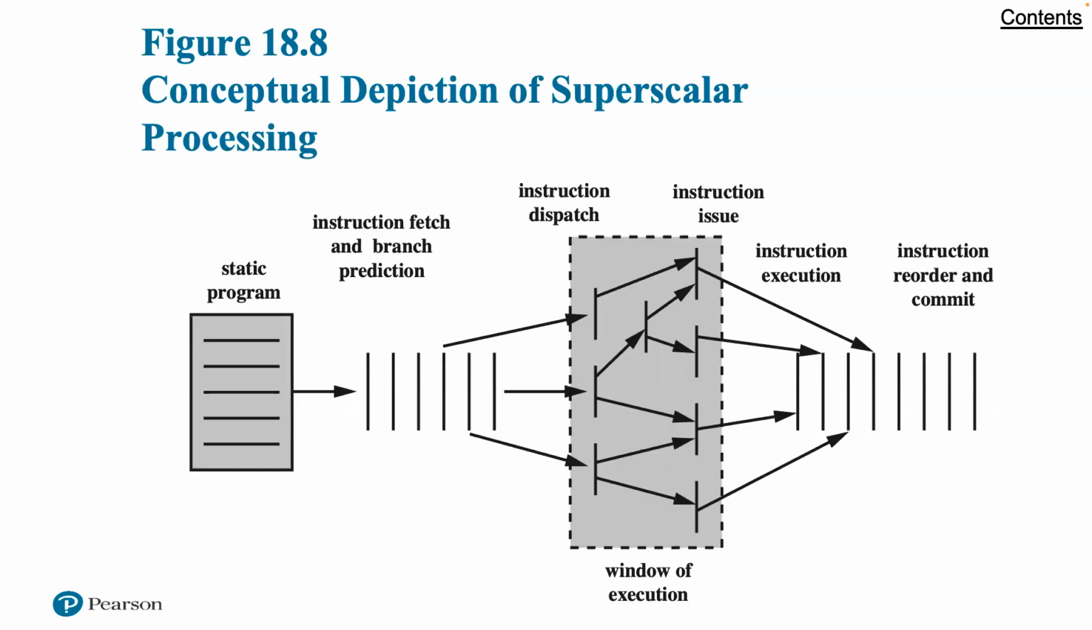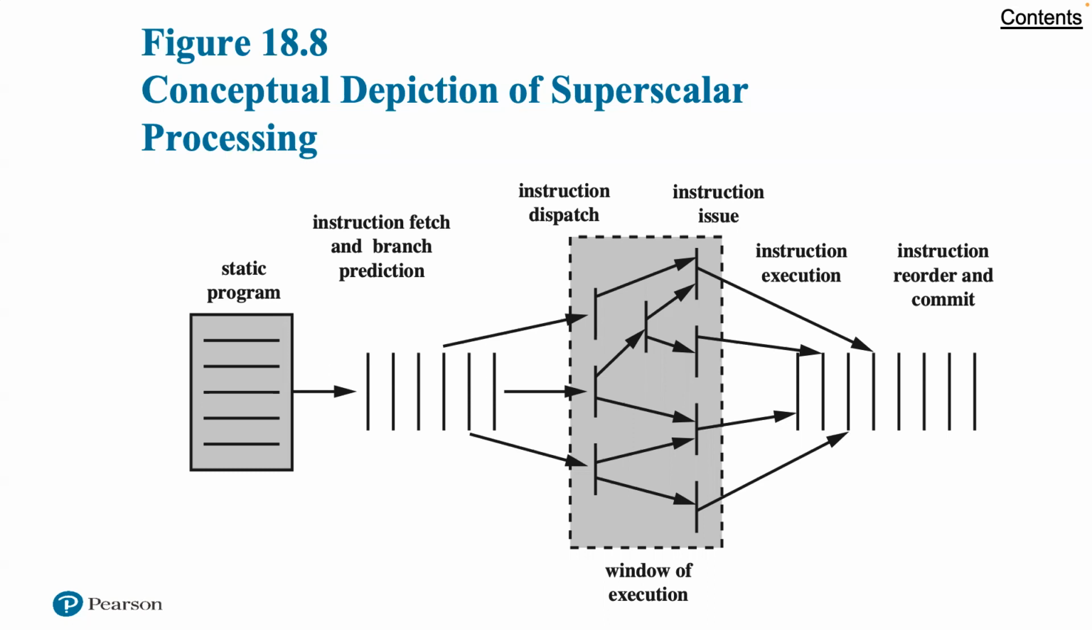So now let's illustrate the conceptual depiction of superscalar processing. So we're now in a position to provide an overview of superscalar execution of programs. This is illustrated in figure 18.8, which we're showing. The program to be executed consists of a linear sequence of instructions. This is the static program as written by a programmer or generated by the compiler. The instruction fetch stage, which includes branch prediction, is used to form a dynamic stream of instructions.